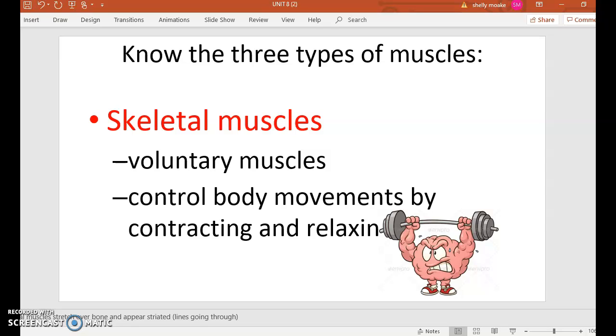There are 3 types of muscles. We have the skeletal muscles. They are voluntary muscles. They control body movements by contracting and relaxing. Skeletal muscles are what they sound like. They are muscles that stretch over the skeleton. Their appearance is lined, or what they call striated.